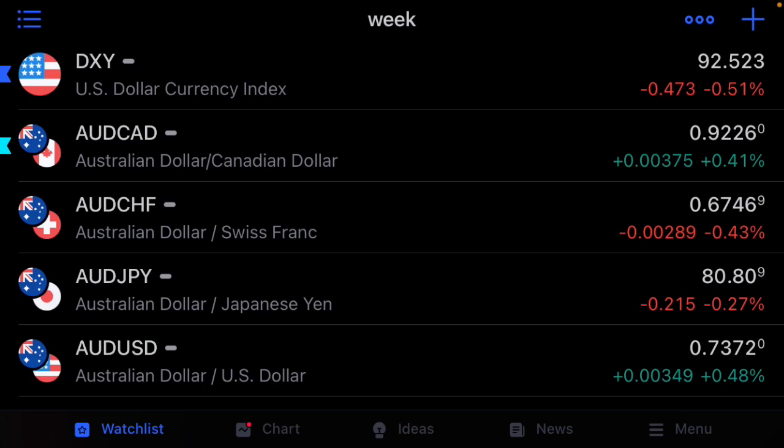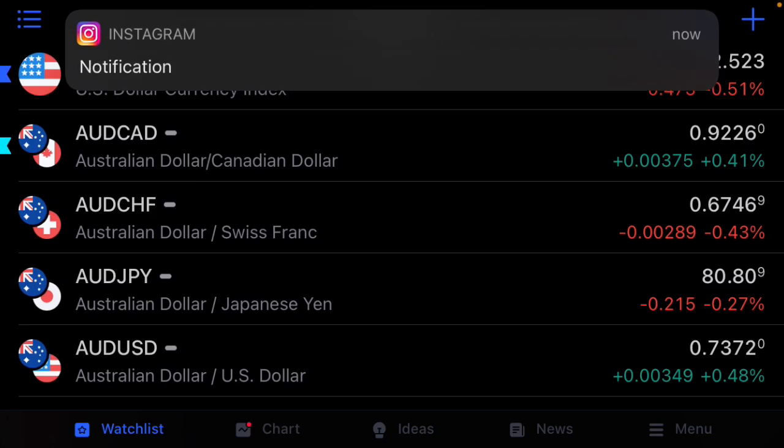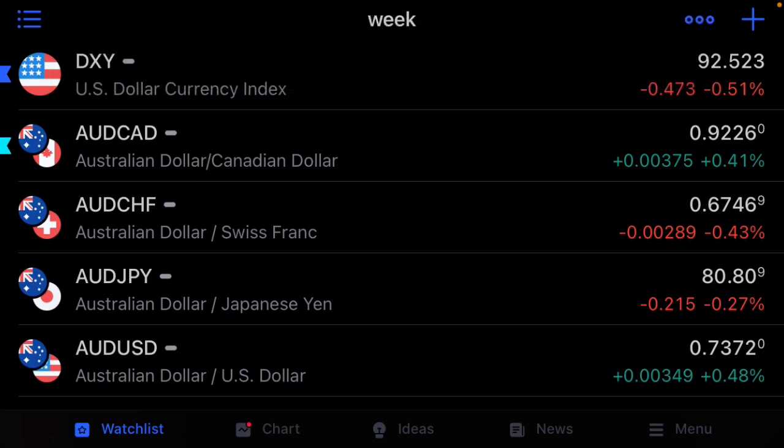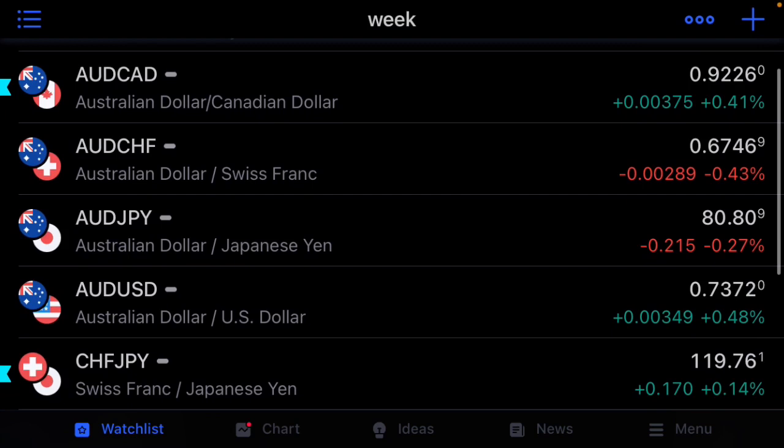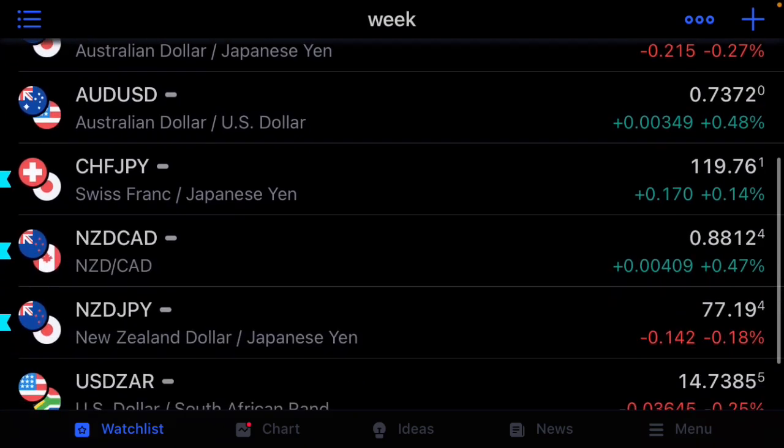Now, I'm super excited about this week's pairs. It's going to require a little bit of patience for us, but when they do set up, guys, they're going to be absolutely amazing. So for today's analysis, guys, we're going into 4 different pairs. We're going to get into Aussie Cad, Swiss Yen, New Zealand Dollar Cad, and New Zealand Dollar JPY.